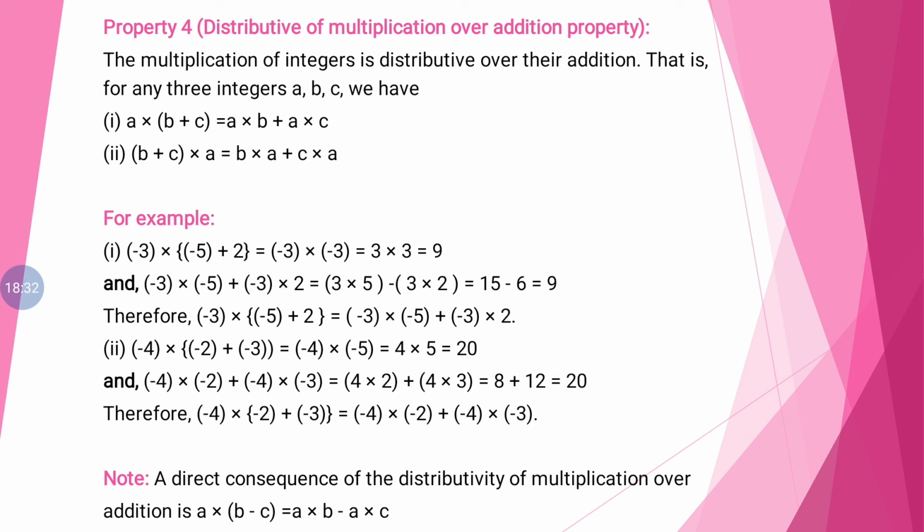Minus 4 into minus 2. By the distributive property of multiplication over addition, minus 4 into minus 2 plus minus 4 into minus 3. The product of same sign is positive. 4 twos are 8 plus 4 threes are 12. So 8 plus 12 equals 20. Both the terms are equal. Similar things also apply for subtraction.